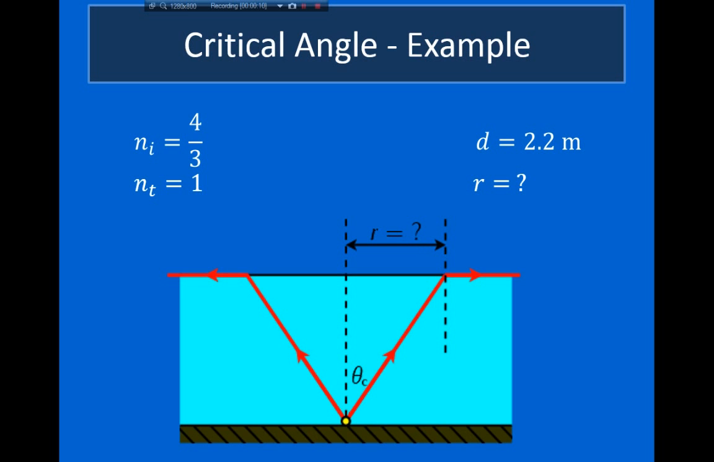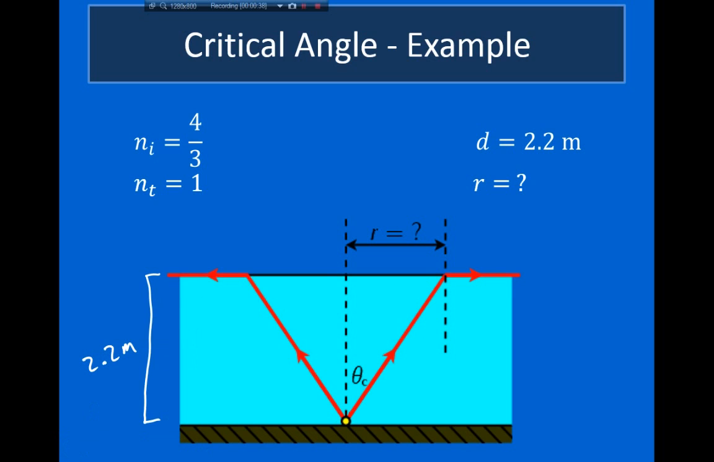So I want to work through one last example. And in this example, there is an object that is 2.2 meters below the surface of the water. So we have this pond here, let's say, and it's 2.2 meters deep. And there's this object that's sitting at the bottom of this pond. And the question is how close horizontally do you have to be before the light is going to be able to escape the pond?